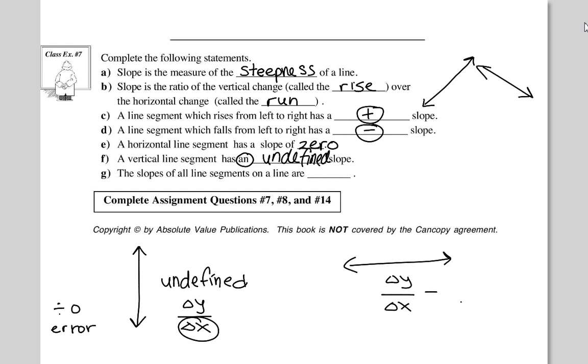And then the horizontal one, that would again be delta y over delta x. So what's 0 this time? Good, so then you have 0 over something that's not 0. Maybe it's like 5 or something. And 0 groups of 5, that would just be 0. And the slopes of all line segments on a line are the same. So no matter which points you pick, your slope will always come out the same.